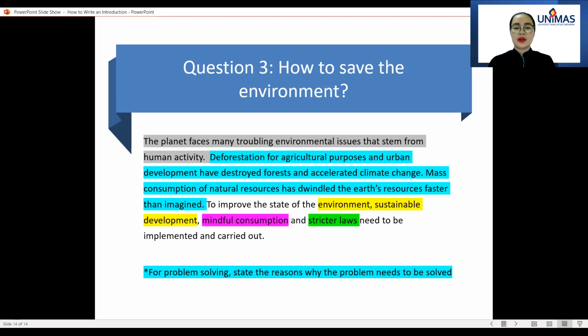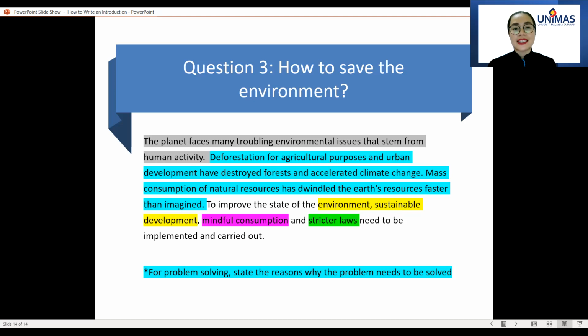All right. If it's a problem solving question, how to save the environment? Again, let's look at this example. The first two sentences are the general statement, explaining the situation that's happening right now. The planet faces many troubling environmental issues that stem from human activity. Okay, again, it is a general statement. And moving on to the next one, if you can see the one in blue, it is also giving you more explanation about what is currently happening in this world, right?